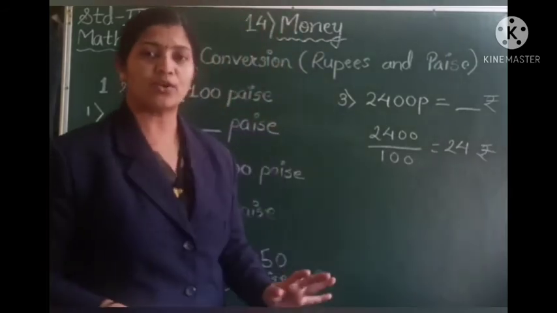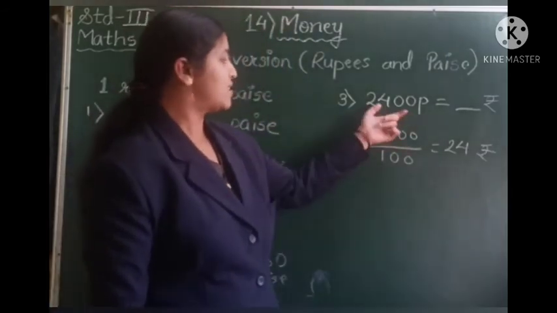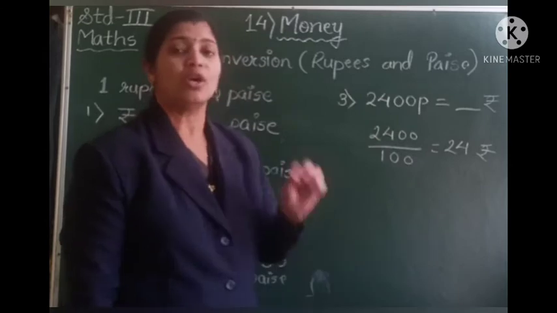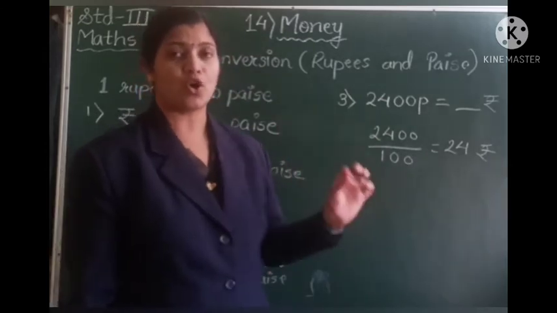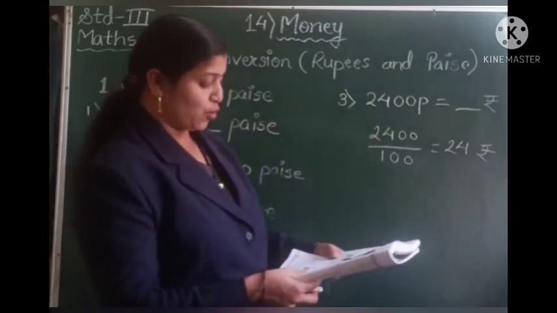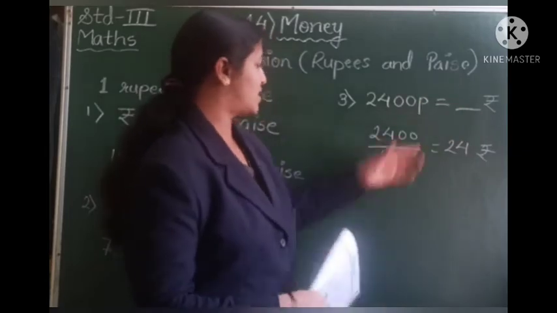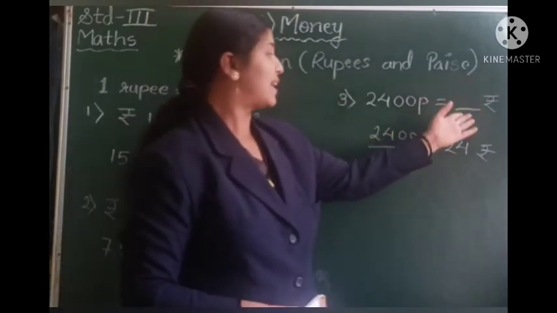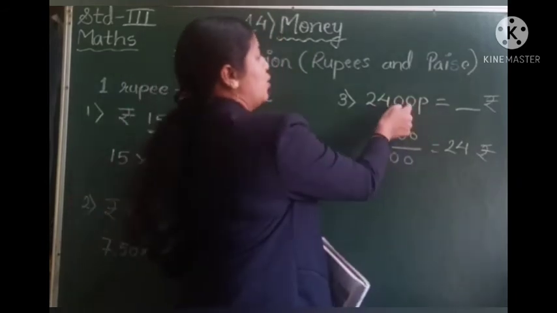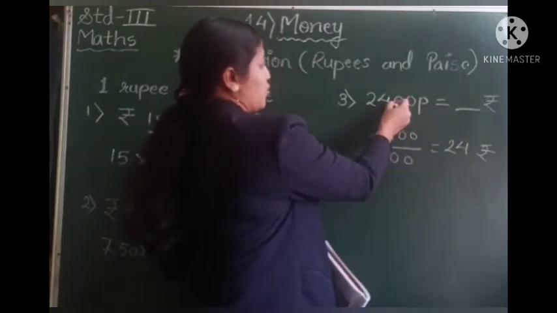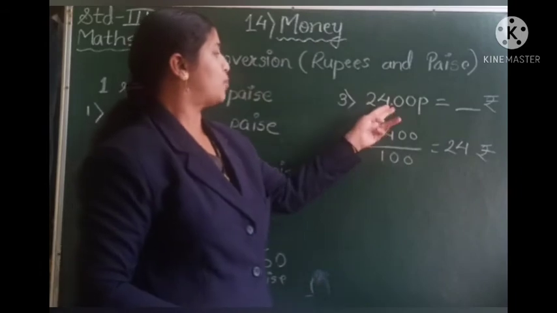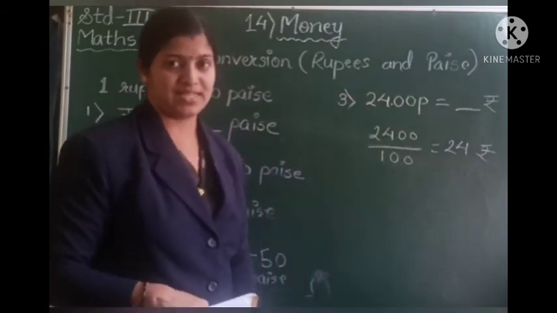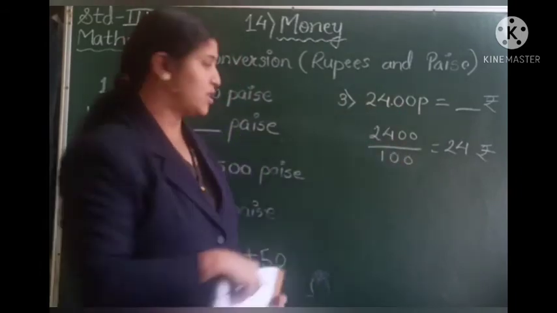Or simply you can do one thing. When such paise is given to you, you have to simply put a dot before 2 digits from the right. So here you can see, if such paise is given, from the right side you have to leave 2 digits and you have to just put a dot. So 24 rupees and 00 paise. You can do any of these ways.